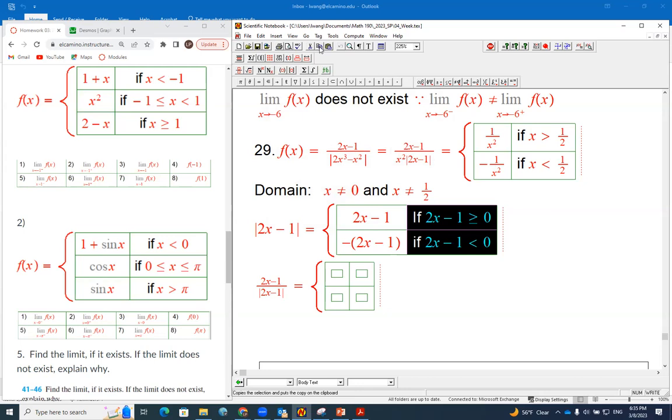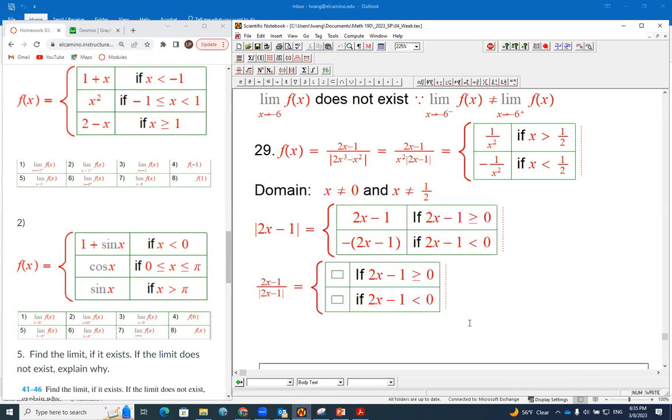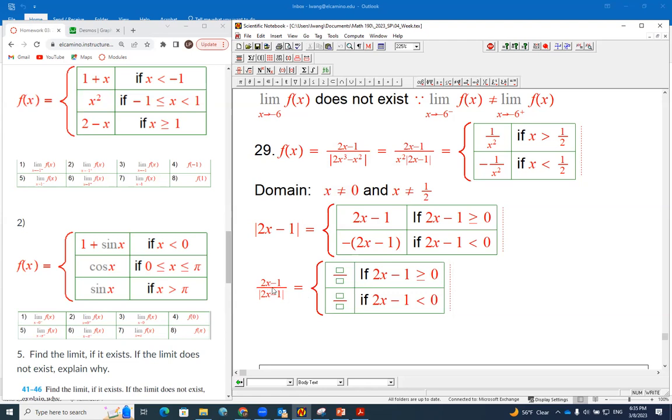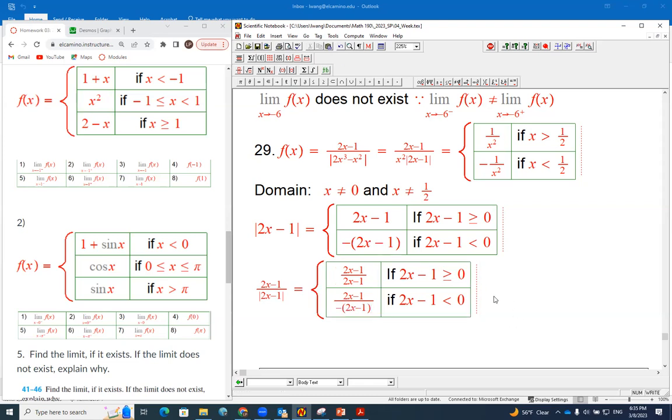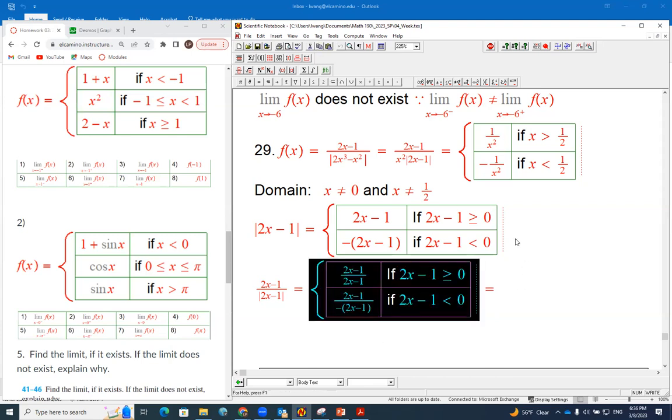Bring this into the picture. Over here, we have 2x minus 1 divided by the absolute value of 2x minus 1, and the absolute value of 2x minus 1 has these two cases. The numerator is 2x minus 1, and the denominator has these two branches, so I'm going to put them right in place. This is negative. What do we get in the end? 2x minus 1 over 2x minus 1 makes 1.